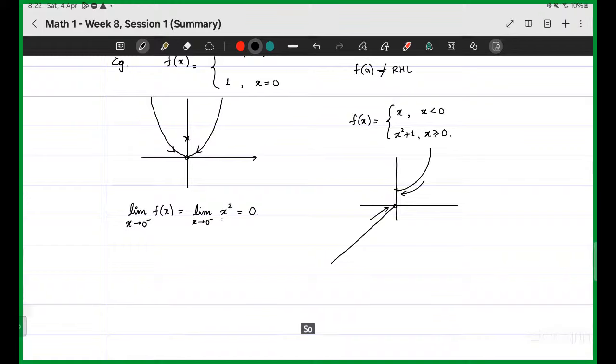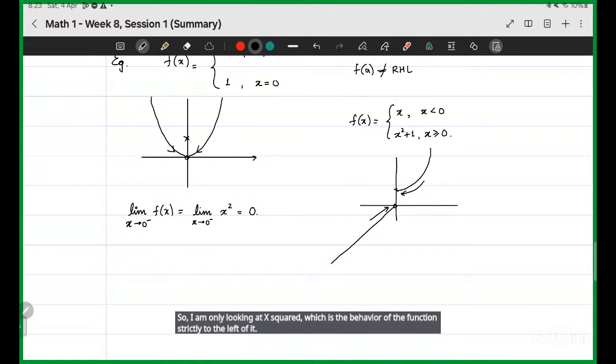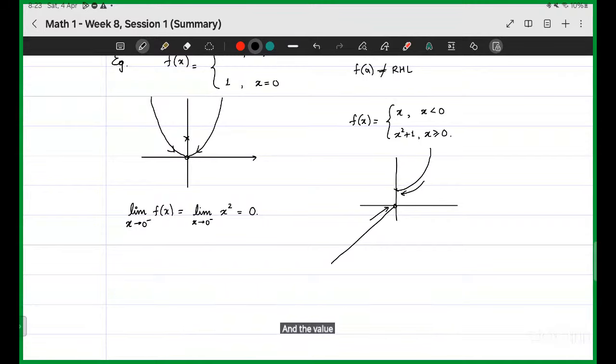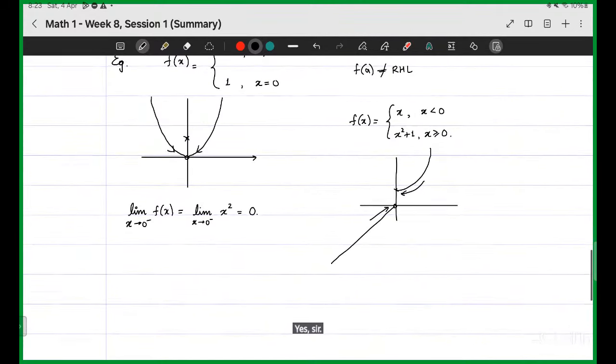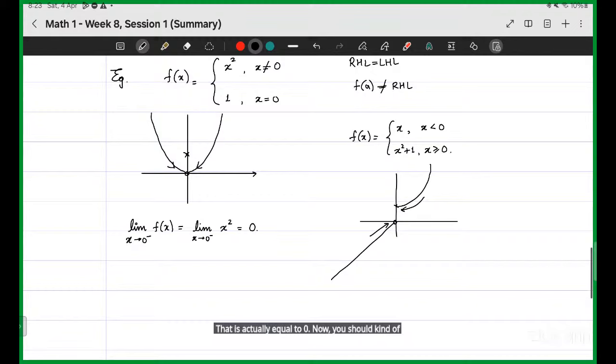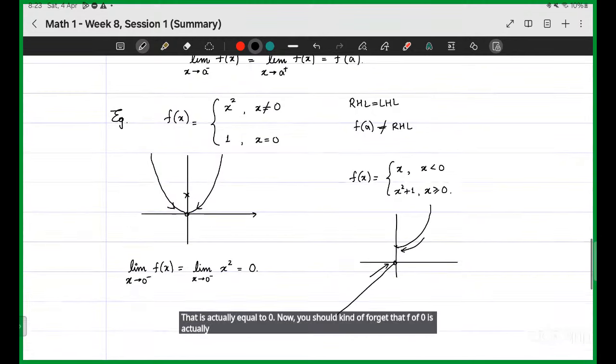I am only looking at x square, which is the behavior of the function strictly to the left of it. And the value of this expression x square as x approaches 0 is actually equal to 0. Yes, sir. Now, you should kind of forget that f of 0 is actually 1, because that is not what we are asking for.